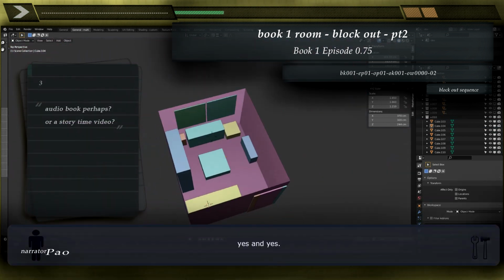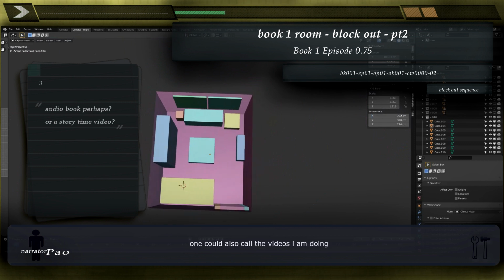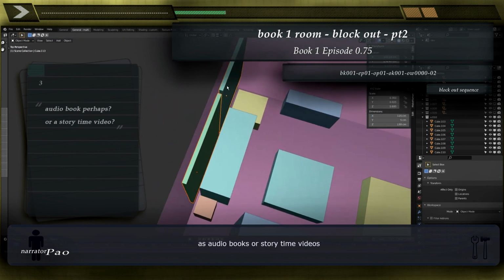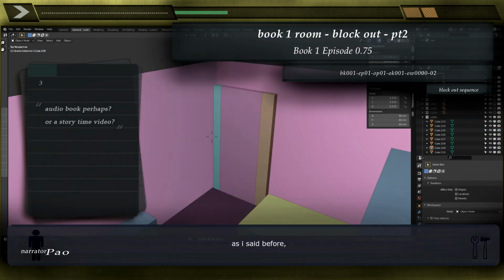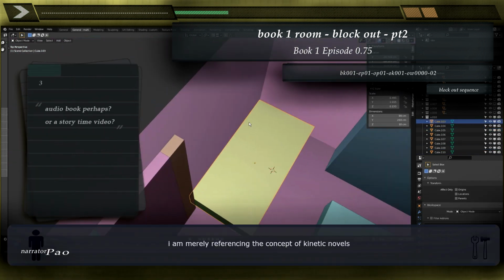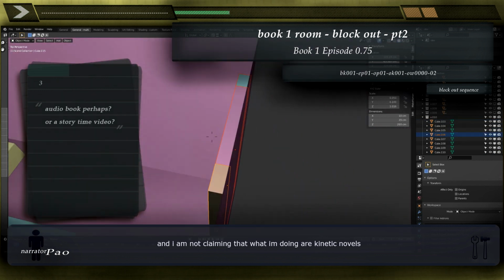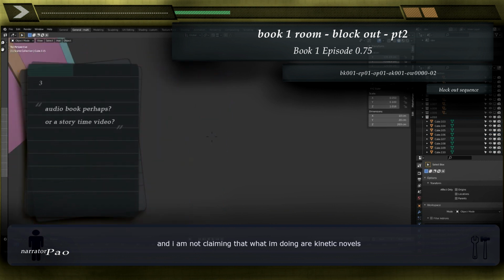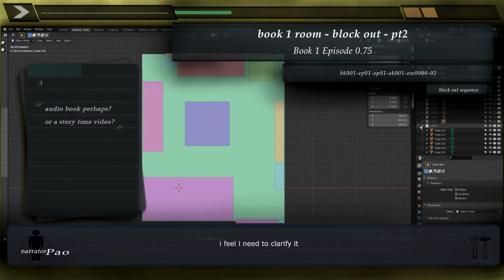Yes and yes. Simply put, one could also call the videos I am doing audiobooks or storytime videos. As I said before, I am merely referencing the concept of kinetic novels, and I am not claiming that what I am doing are kinetic novels. I feel I need to clarify it because people might misunderstand.